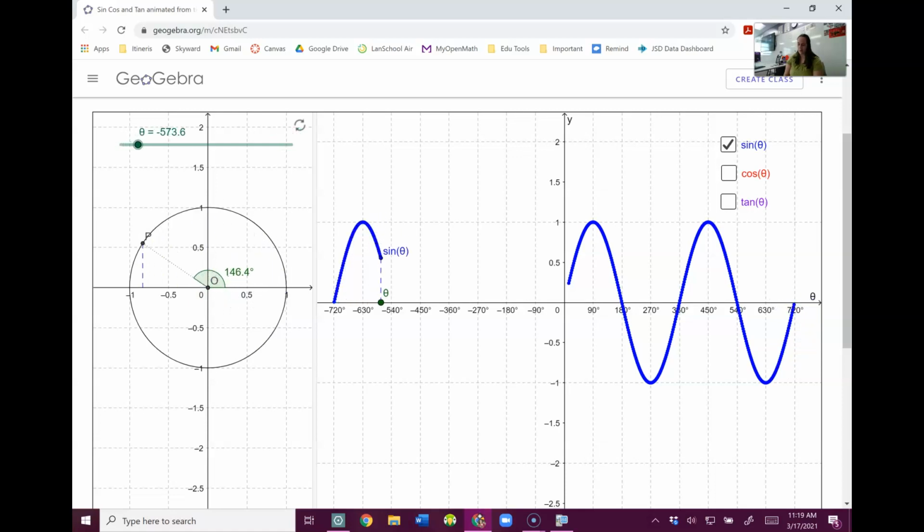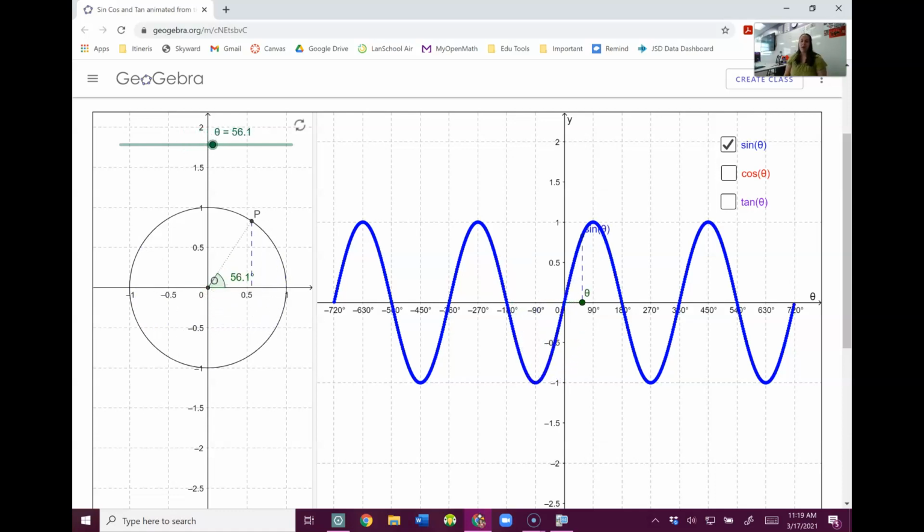So the next question we want to ask ourselves is, why does it repeat that S shape over and over and over and over again? And the answer to that comes from this circle. So if you look right here, that point on this circle can go around the circle again and again and again and again. Because it's a circle, we can go around it as many times as we want.